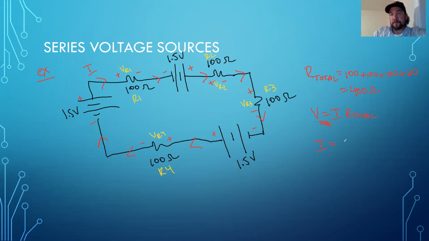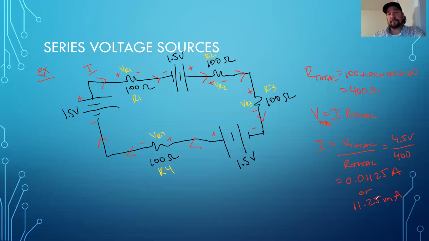So I is equal to the V total divided by R total. V total is just all the voltage sources added up because they're all in the same direction. So 4.5 volts, and R total is 400 ohms. And I'm just going to pull out my calculator because my brain is not that good to do that quickly this late at night. And so I get 0.01125 amps or 11.25 milliamps. All right.